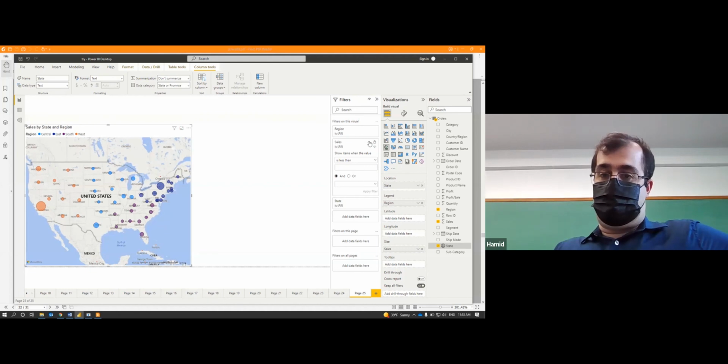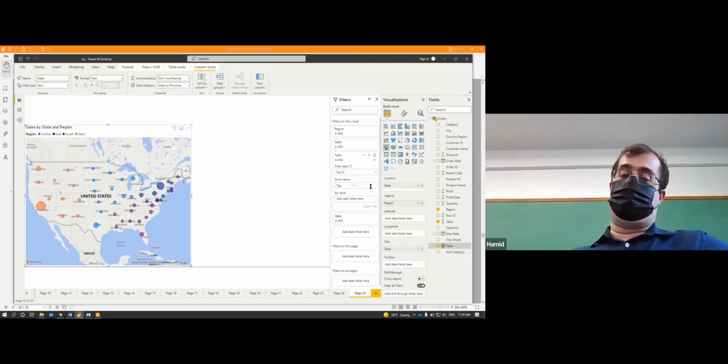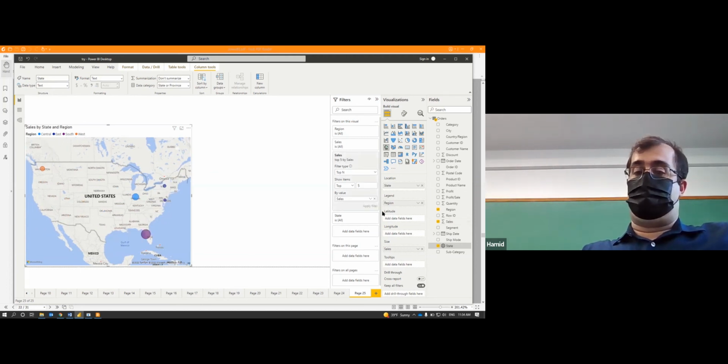If it doesn't, that's fine. I again drag and drop sales. This time filter type is advanced. And I think, okay, I change it to top 5 and show the top 5 with the highest sales. So for the value here, I can still drag and drop sales. And then I apply the filter.